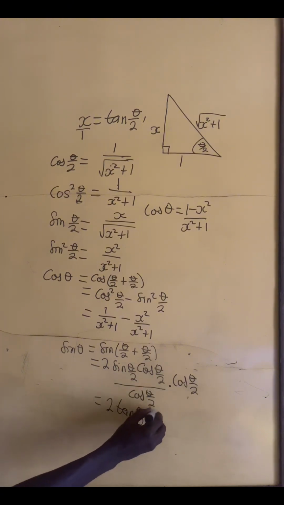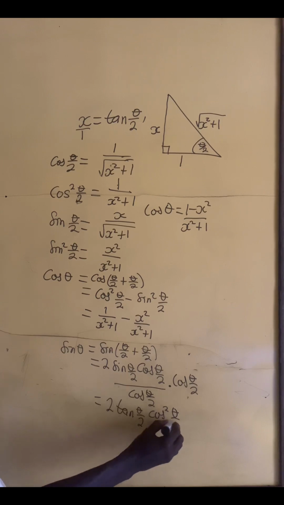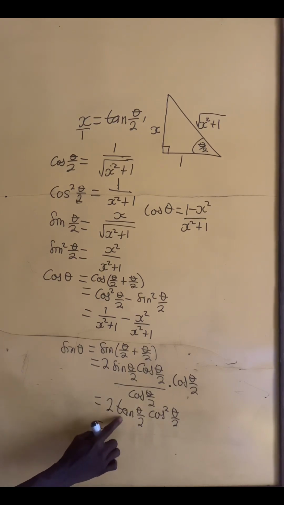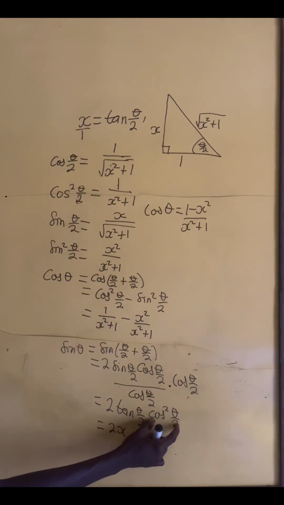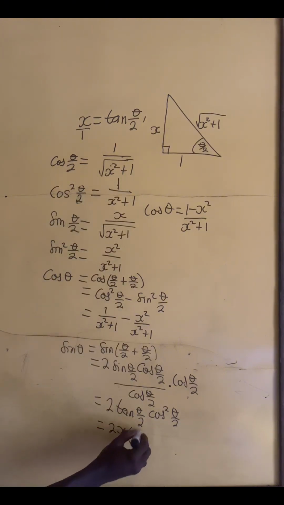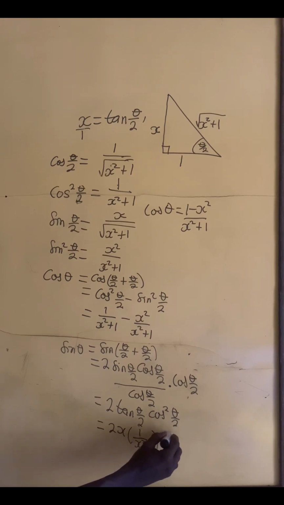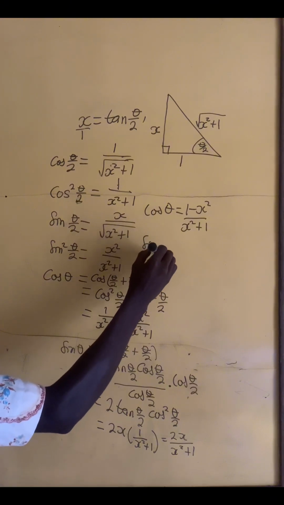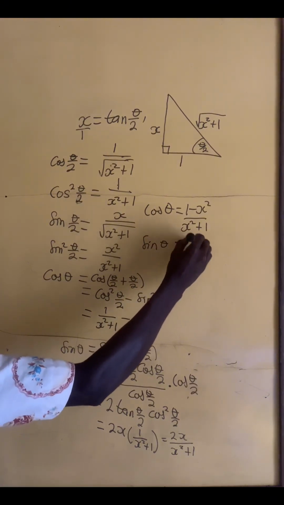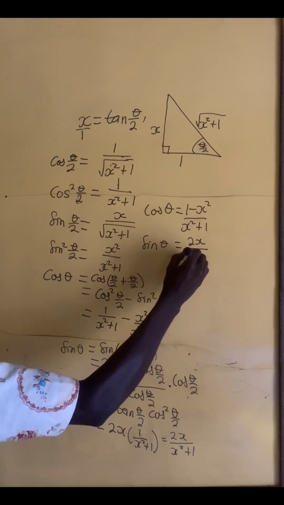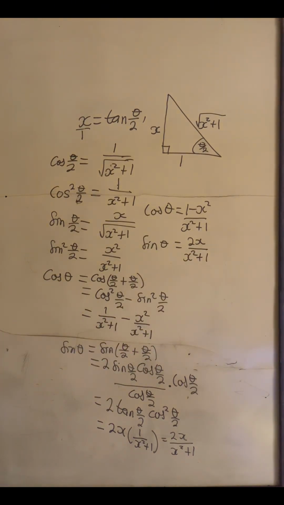And if I multiply cosine of theta on 2 to cosine of theta on 2, I get cosine squared of theta on 2. Now, this gives me 2 times x, since tangent of theta on 2 is x. And here, cosine squared of theta on 2 is 1 divided by 1 plus x squared. So this simplifies to give 2x divided by 1 plus x squared, or x squared plus 1, as sine theta. So this is how we prove these formulas. So learn how to prove them and then also how to use them.